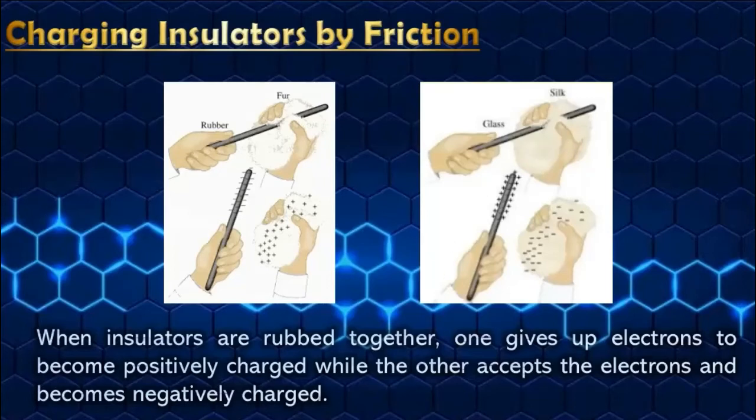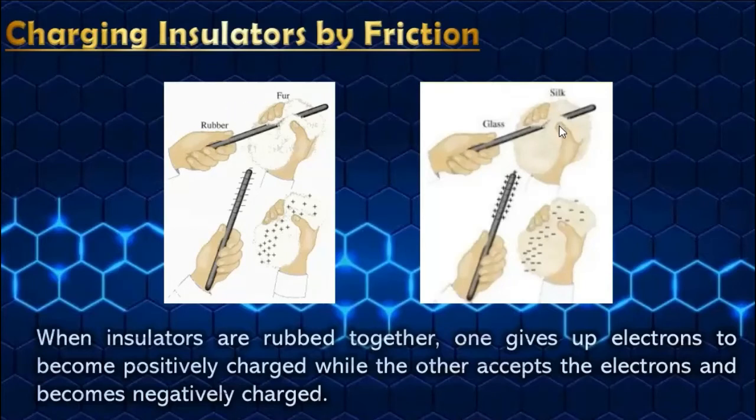When insulators are rubbed together, one gives up electrons to become positively charged, while the other accepts the electrons and becomes negatively charged. Now, question. What's the reason or what's the basis in this method why an object loses or gains electrons and not the other one? Why is it that the rubber or the silk loses electrons and not the fur or the silk?